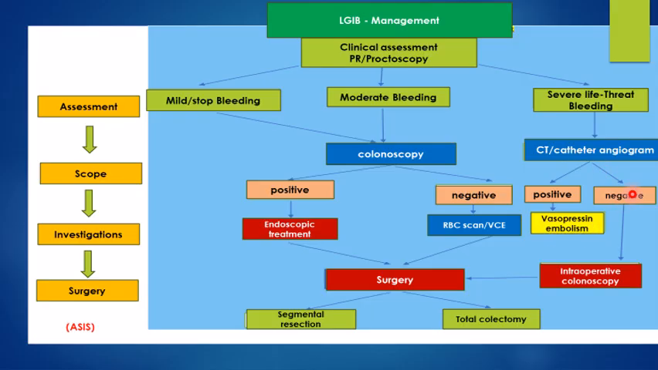If it is negative, you do not detect any source of bleeding, then you may have to do an urgent or emergency intraoperative colonoscopy under general anesthesia with preparations for exploratory laparotomy and surgery. And in these patients, most of the time they can be dealt with by segmental resection of the colon to stop the bleeding. Or if you are unable to find the source, then we have to do a total colectomy.